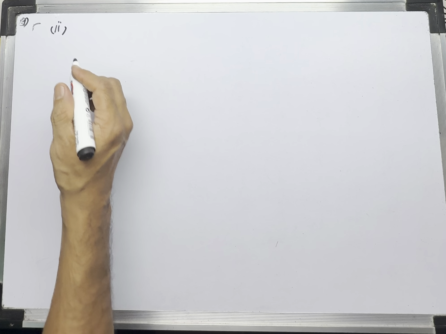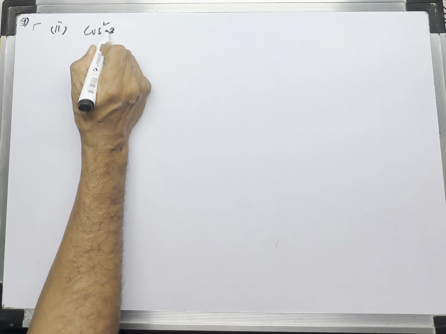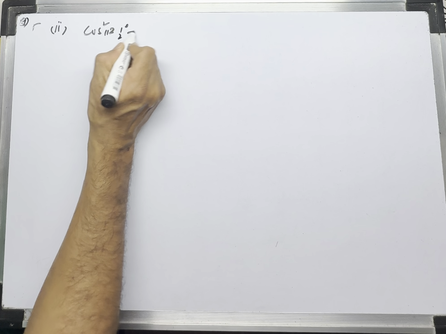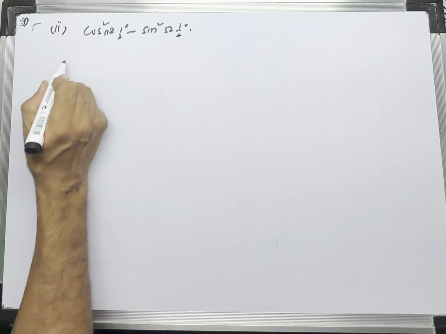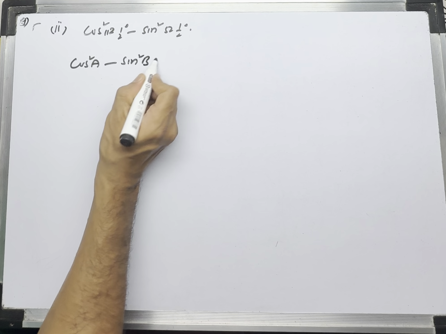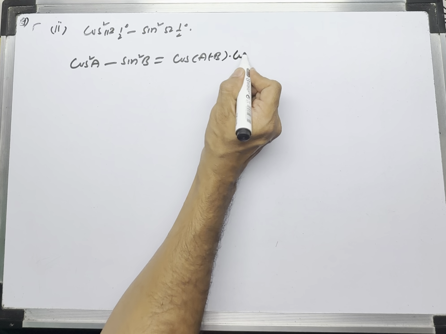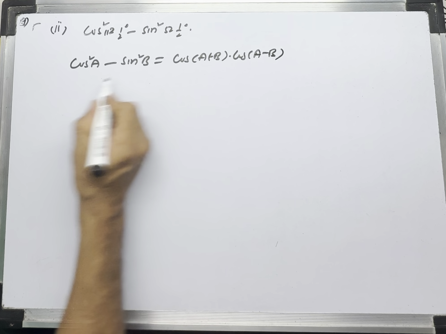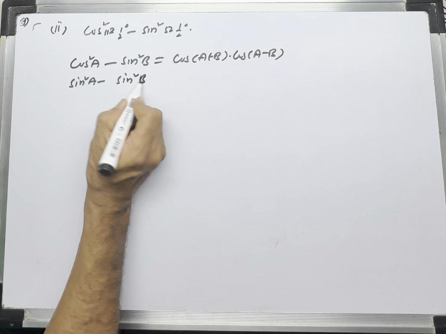Second bit of 8th one. Cos square 112 and half minus sine square 52 and half degrees. You need to know this formula. Cos square A minus sine square B equals cos A plus B into cos A minus B, whereas for sine we have both sine terms. Sine square A minus sine square B means we have both sine terms.